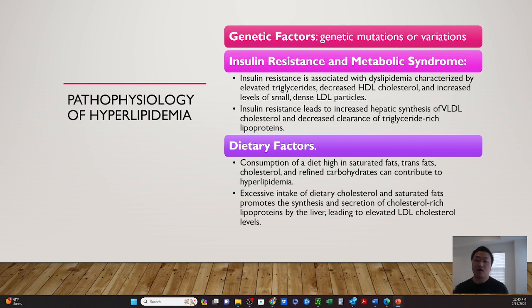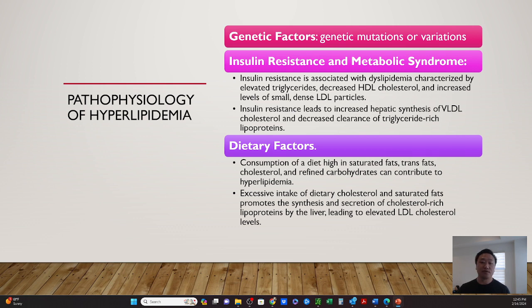So, what are the causes of hyperlipidemia? The first, as mentioned before, is genetic factors. So it's either a genetic mutation or a variation. It really comes when you are born, or even before you're born. Your DNA really has these problems.